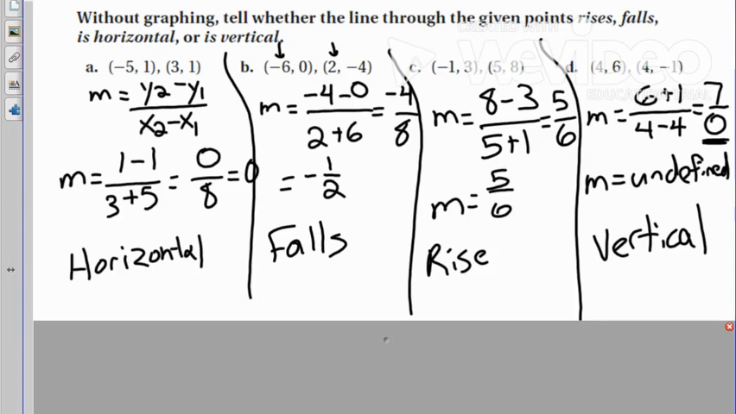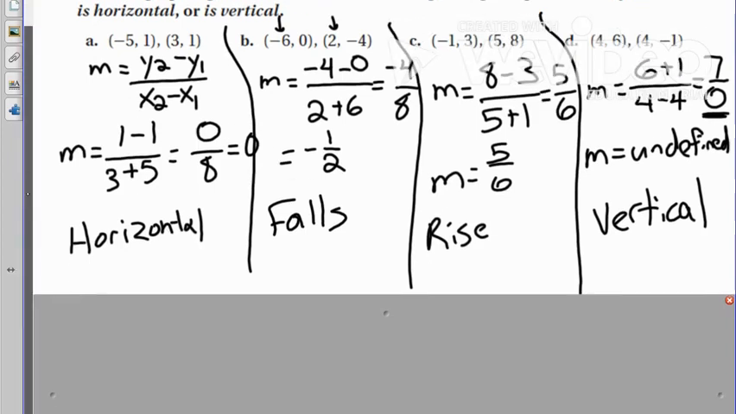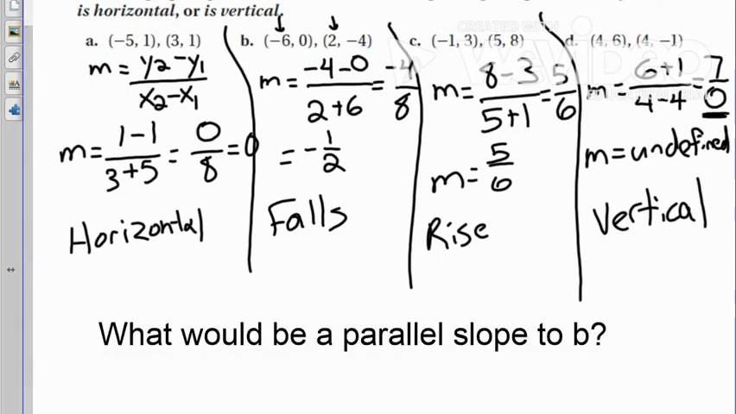All right. Hopefully that made sense. Again, just finding the slope, guys. That's all we're really doing here. And that's all we're really doing to compare what we're doing on this section. It's just more or less a review of what we've been doing.